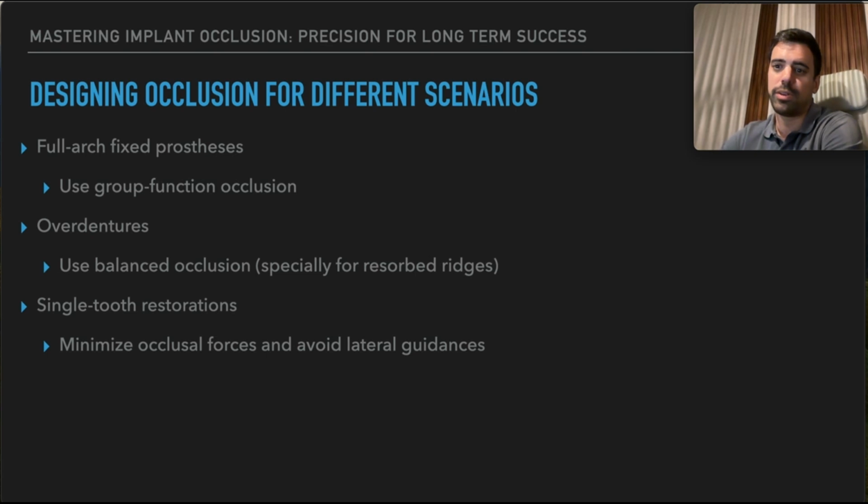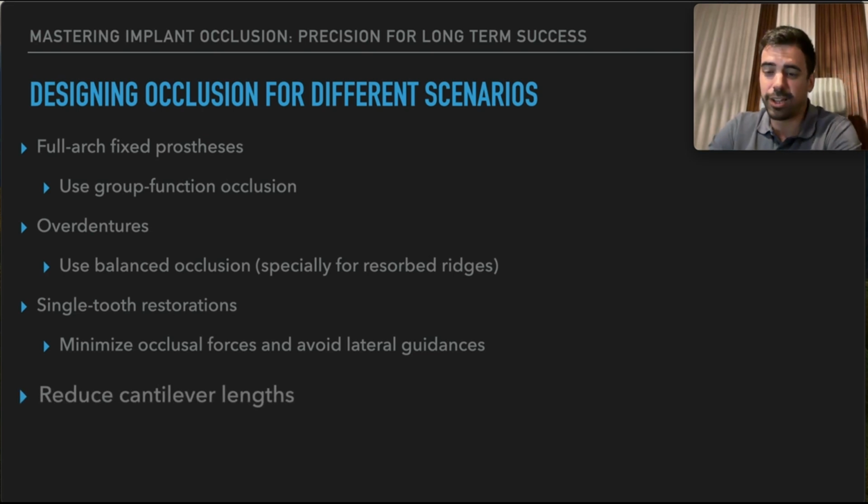Also, in single tooth restorations, we need to minimize the forces and avoid lateral guidances. The only exception is, well, obviously if we have a canine that's an implant, we want to have group function in the rest, because that implant is not going to bear all the force in just one implant. If we have two centrals, we probably want to spread the load through the centrals and the laterals. And if we have just all the anteriors only, then we probably want to spread the contacts as much as we can throughout them and not only in one spot right in the middle.